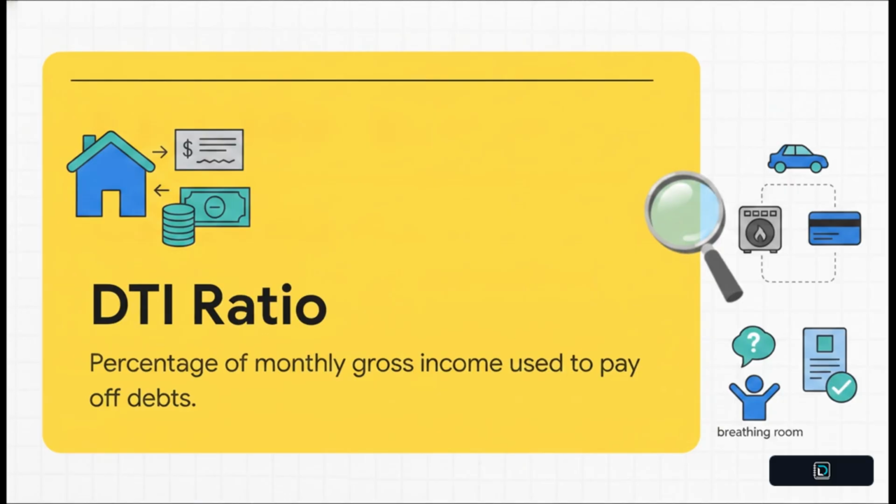Why are lenders so obsessed with this? Because they want to see breathing room in your budget. If your furnace suddenly kicks the bucket in the middle of winter, or you need 4 new tires, they need to know you aren't going to default on your mortgage because you were stretched way too thin.